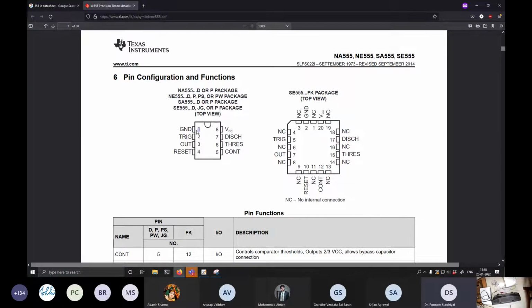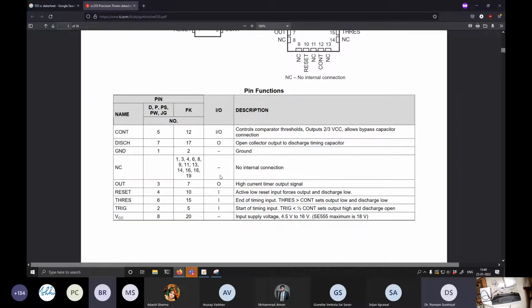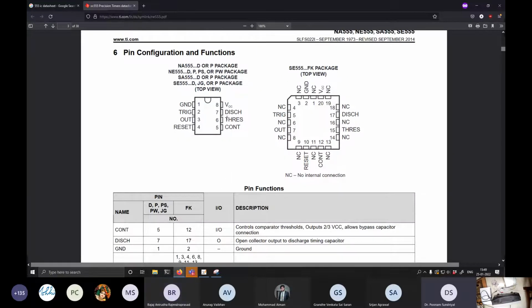And the 8 pins are classified as following. So we have the ground pin, we have the trigger pin, we have the output pin, we have a reset pin, we have a control voltage pin, we have a threshold pin, we have a discharge pin, and finally we have a VCC pin, that is the power input to this IC. Okay. So, sir, that THRES, what is that? It's a threshold pin. We will come into that. And when we do the diagrams, we will go into that. So, for now, you just need to know that it's known as a threshold pin.